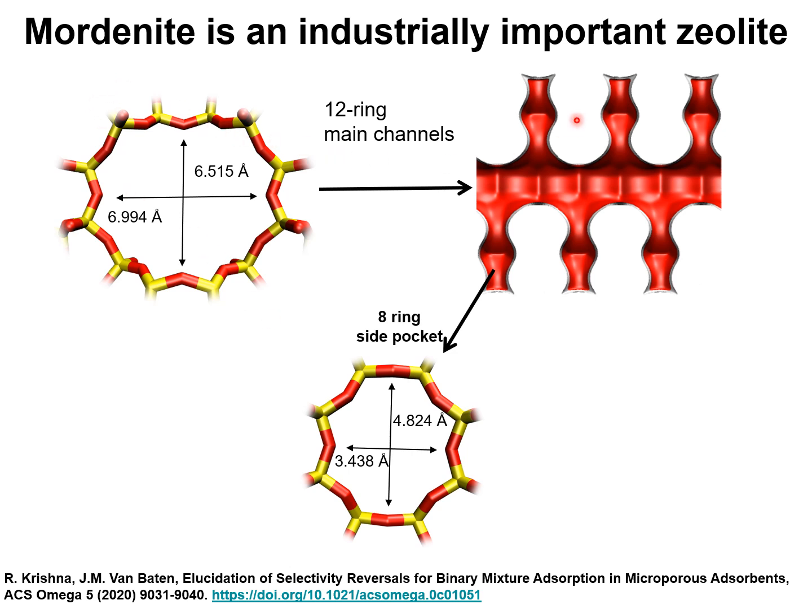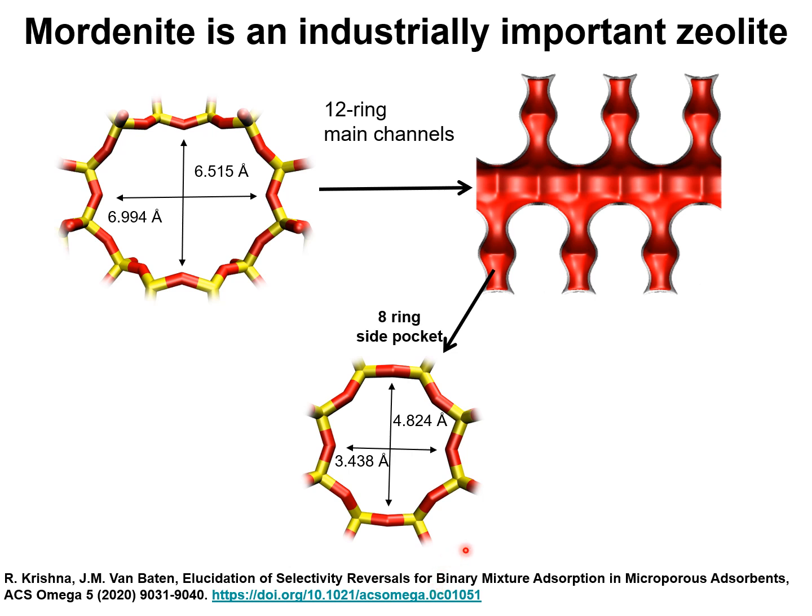Mordenite is an industrially important zeolite. It has 12-ring main channels with the dimensions as shown here, 6.5 angstroms and 7 angstroms. And these main channels are connected to 8-ring side pockets with dimensions as indicated here.